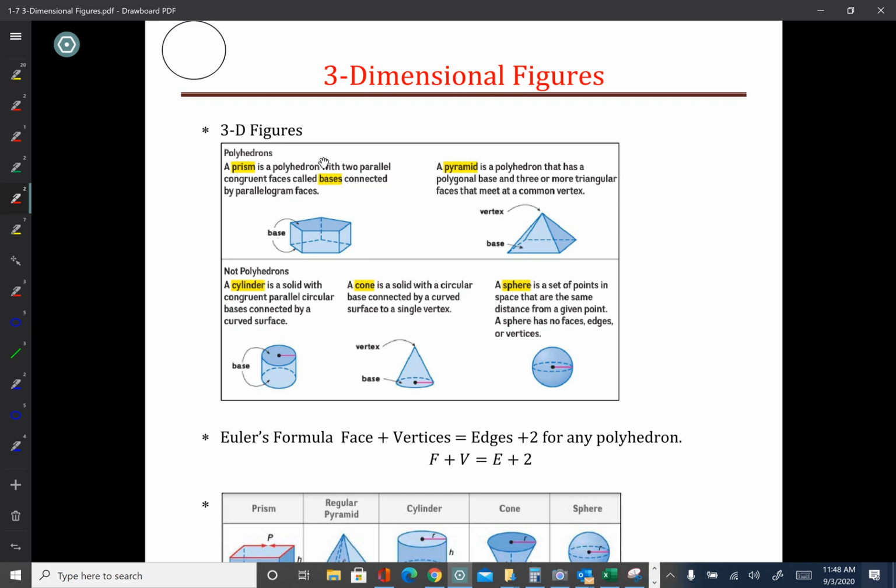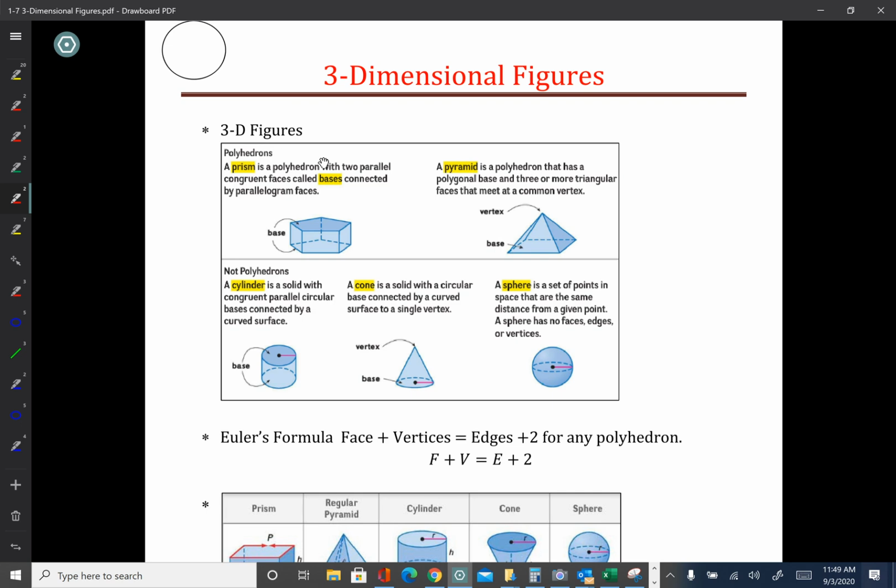Non-polyhedron are not made up of polygons. A cylinder is not a polyhedron because the base is a circle, right? The base is a circle. A sphere is not a polyhedron either. Now, what's interesting about non-polyhedral shapes is the math that you end up doing, because we're going to spend a lot of time on this lesson about surface area and volume.